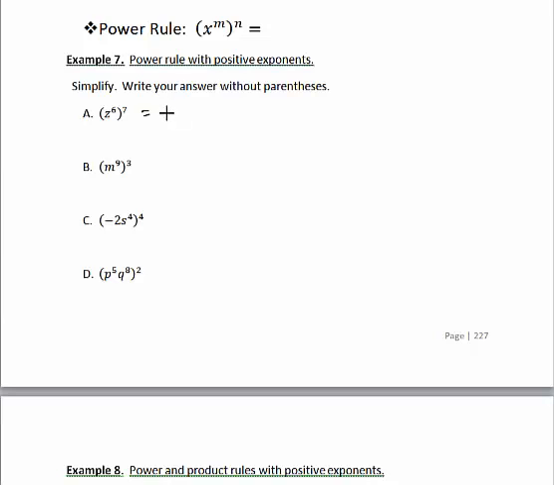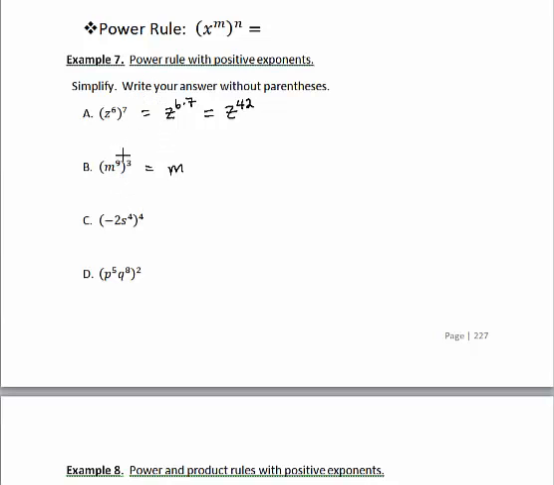Alright, and so that's what we're going to do in example 7. We're going to apply the power rule. Notice that we don't have two z's. We have a z to the 6, it's in parentheses, and immediately on the outside of the parentheses we have another exponent 7. This is an instance where you want to apply the power rule and multiply the 6 times the 7 and get a z to the 42nd power.